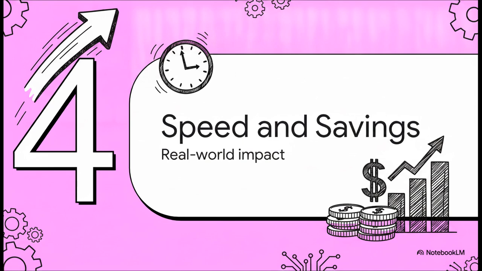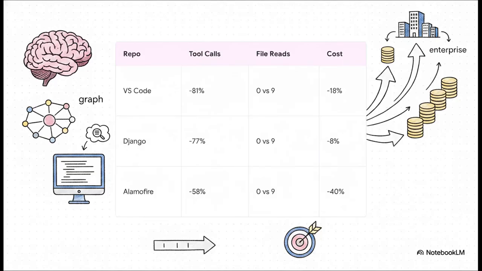We've talked a lot about the mechanics, but what does this actually mean for your daily workflow? Let's check out Part 4, Real-World Speed and Savings. Let's look at this barrage of benchmarks from the CodeGraph MCP tool across some real-world repositories. Take the VS Code repository, which has around 10,000 files. Using the graph meant the AI made 81% fewer tool calls, but more importantly, file reads dropped from 9 all the way down to 0. The AI didn't need to manually read a single file because the structural context was already served up on a silver platter. This makes the operation 18% cheaper.